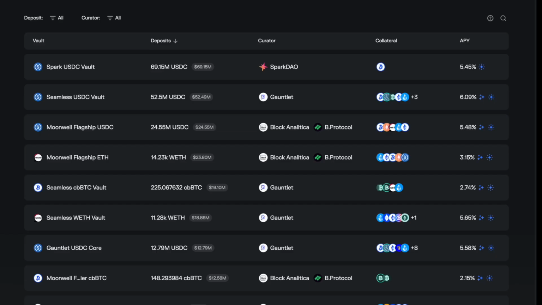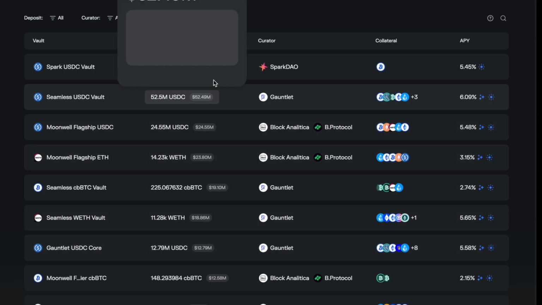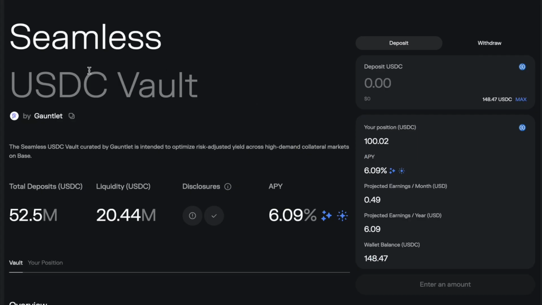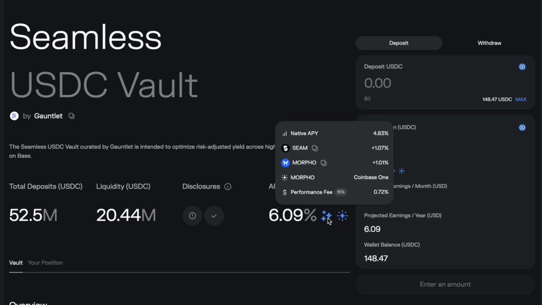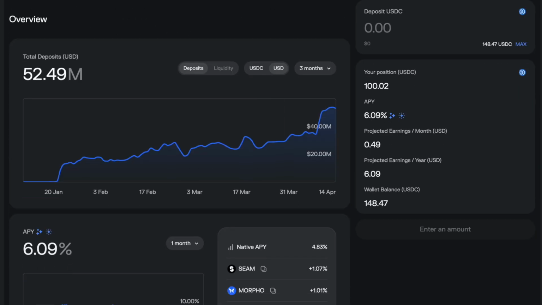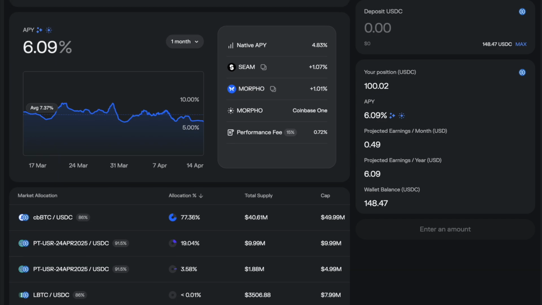Now let's go to earn. In earn, there are vaults, and in each of these vaults users can provide liquidity and earn yield. All these vaults are created by curators, and curators help you to manage the vault and they take a fee. Let's take an example of the Seamless USDC vault by Gauntlet. In this vault, when you deposit USDC, you earn a yield of 6.09% APY. But if you take a look, there's a performance fee of 15%, which is accounted for. The curator's role is to manage the USDC in the vault and allocate the capital and manage it actively for you.